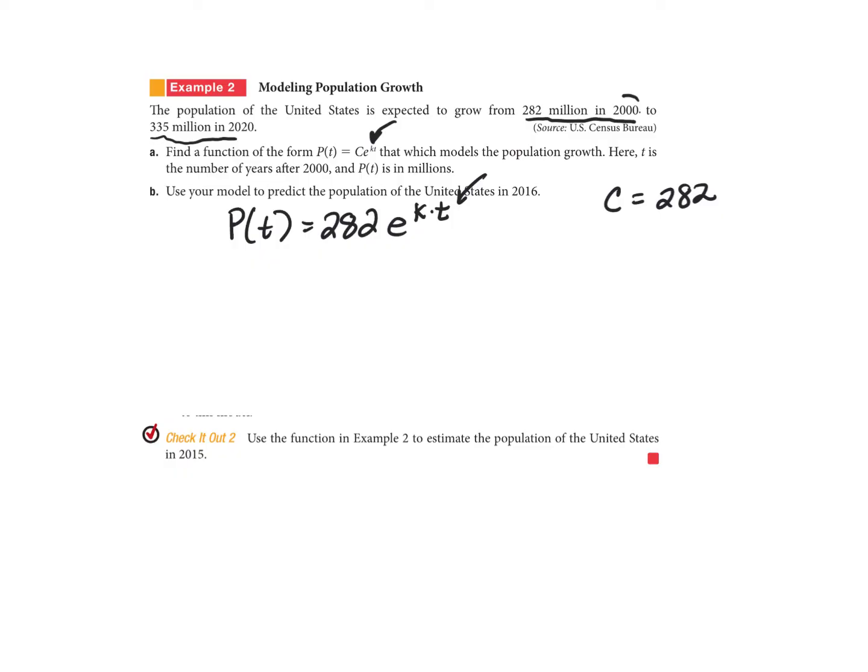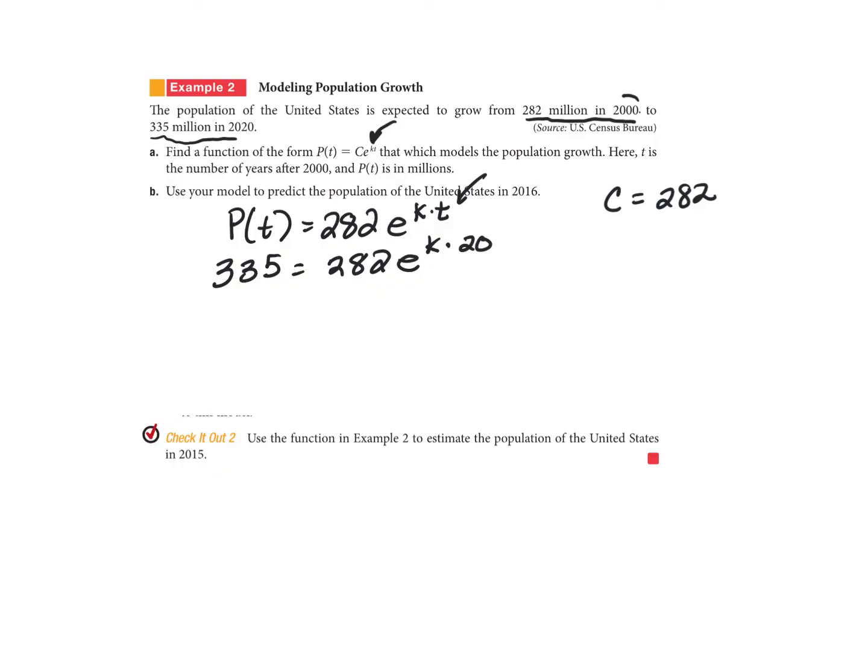And now we want to solve for k if we're expected to have 335 million, e to the k in 20 years, from 2000 to 2020. So we're going to solve this model here. And we can verify how good this model is since we are looking at a past model.